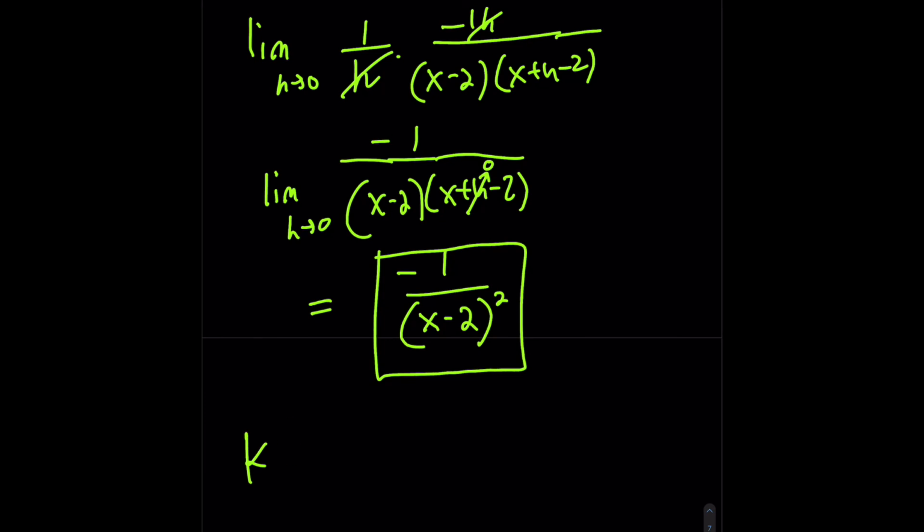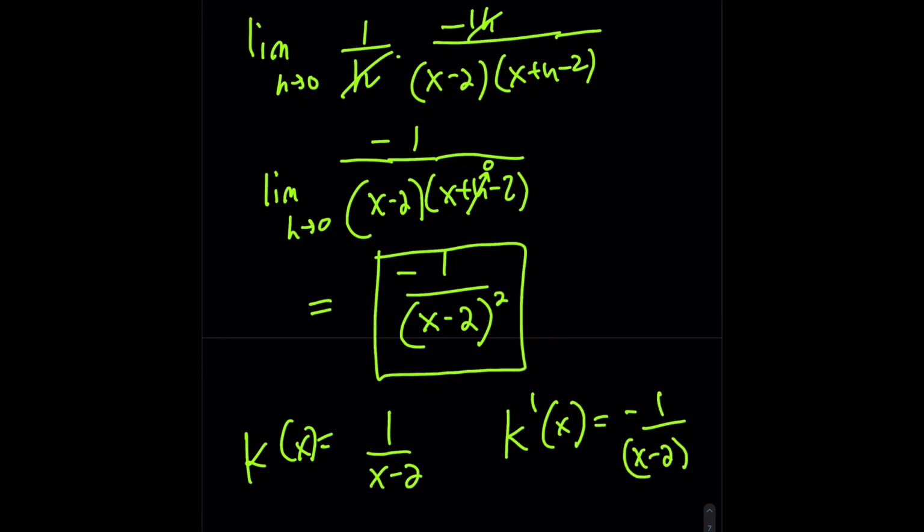So our original function was k of x, and we just found the derivative, k prime of x, to be negative 1 over x minus 2 quantity squared.